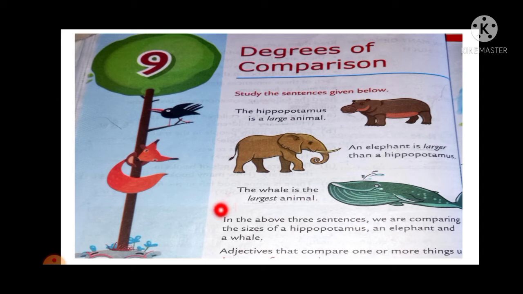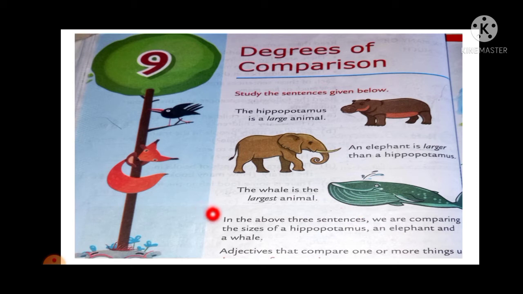Now look at the students here. In the above three sentences, we are comparing the sizes of a hippopotamus, an elephant and a whale. So here we have compared the size of these three animals.